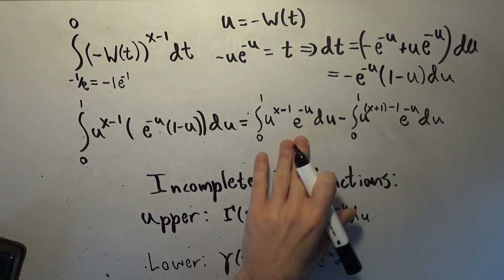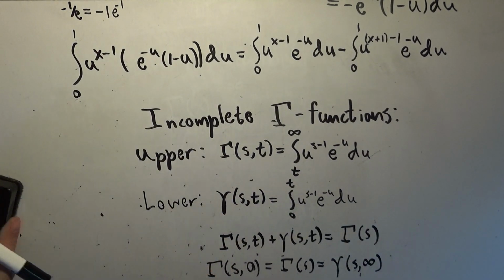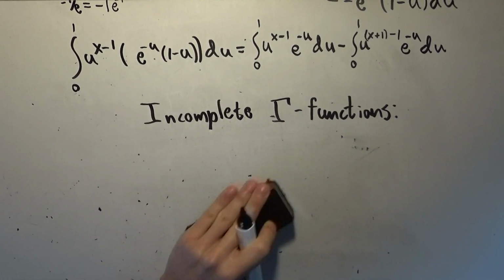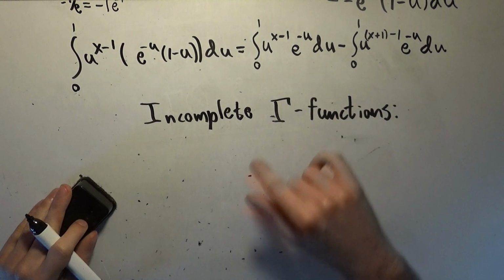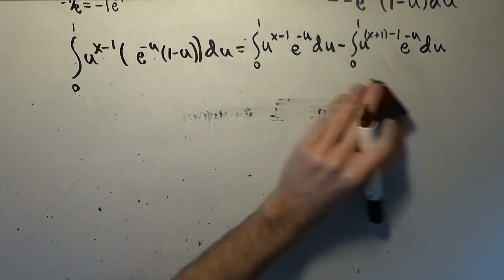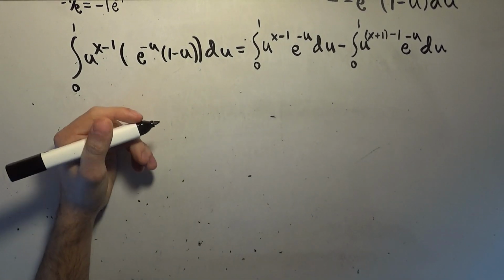So both of these are examples of the lower incomplete gamma function. We're going to quickly take a look at one of its properties, because we're going to need it to relate these two integrals together, because they're the same function, just off by 1. And so we need to find the recurrence relation for the lower incomplete gamma function.